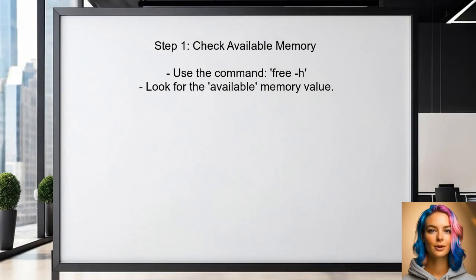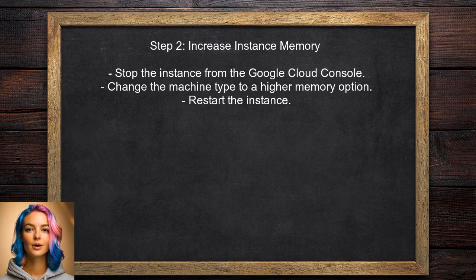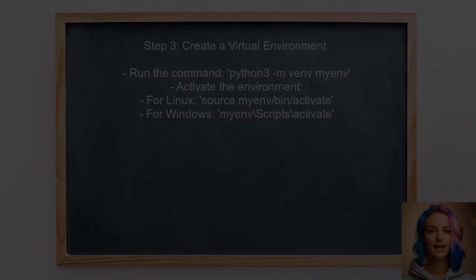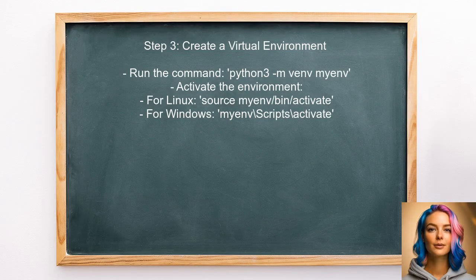To begin resolving the user's issue, we should first check the available memory on the Google Cloud instance. Insufficient memory can cause the installation process to be killed. If the available memory is low, the user can try to increase the instance's memory. This can be done by stopping the instance and changing its machine type to one with more memory. Next, the user should consider using a virtual environment for the installation. This helps manage dependencies and can prevent conflicts.